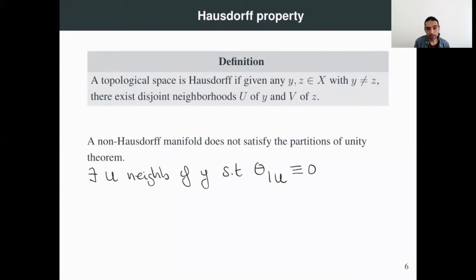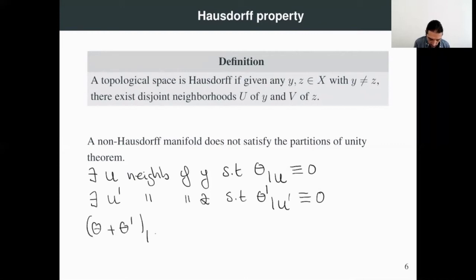Okay, but now we can actually make an analogous argument with C. And because of that, there exists U prime neighborhood of C such that theta prime restricted to U prime is equal to 0, right? But what we have is that theta plus theta prime restricted to U intersection U prime is equal to 0, right? Because both functions are 0.